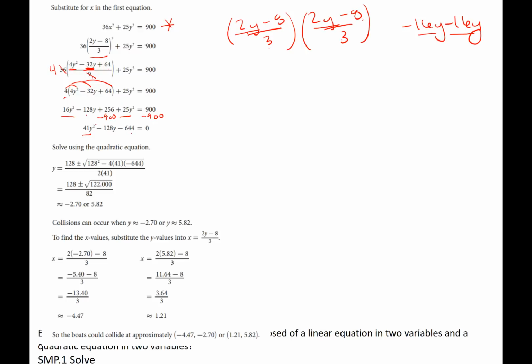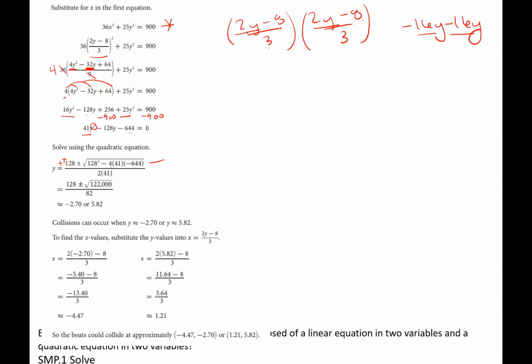We know it's quadratic because we've got a squared as our highest exponent. So we've got to solve that. Those numbers look horrible. I agree with them. I'd use the quadratic formula. So they put in their b. So they did -128, which they turned to positive right away, equals 128 squared minus the 4 times the a value of 41 times the c value of -644, all over 2 times the a value, which is 41.